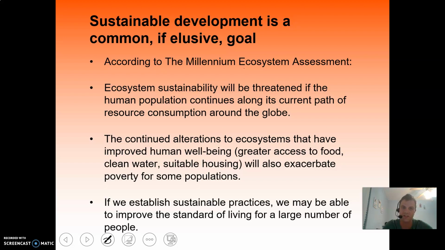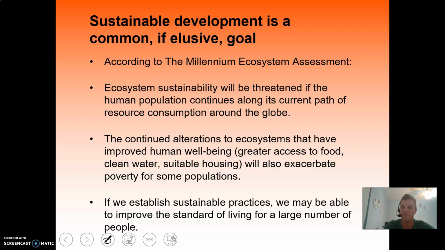So ecosystem sustainability will be threatened, according to the Millennium Ecosystem Assessment, if the human population continues along its current path of resource consumption around the globe. So there are the continued alterations to ecosystems that we've made to farm certain types of crops, to raise animals, to make plastic, to use fossil fuels, to make transportation. Those alterations that we make to ecosystems have improved human well-being, but they also exacerbate poverty and produce pollution.